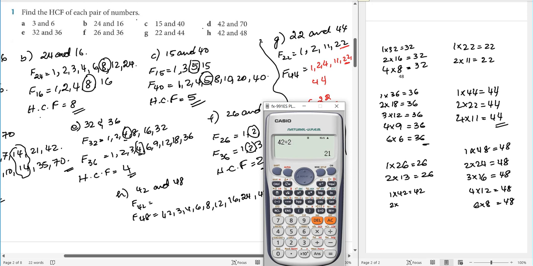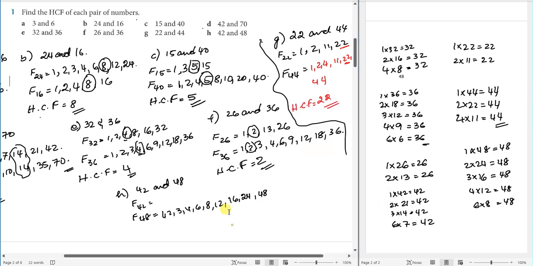Divided by 2 is, 2 times 21 is equal to 42. 42 divided by 3, 3 times 14 is equal to 42. By 4, 42 divided by 6, 6 times 7 is equal to 42. So we have 1, 2, 3, 6.